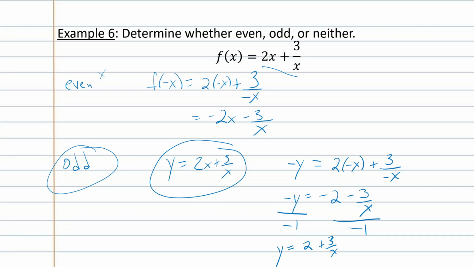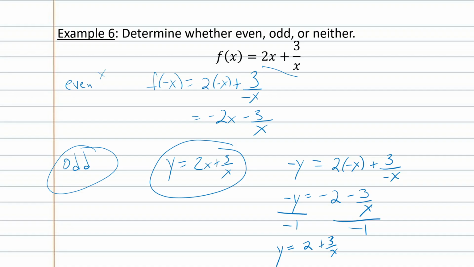Now, just keep in mind, just because it's not even doesn't mean it's going to be odd. It could be neither, right? But you can't be even and odd at the same time for a function, right? Which is a little confusing because you can be symmetric with respect to the x-axis, the y-axis, and the origin all at the same time, right?